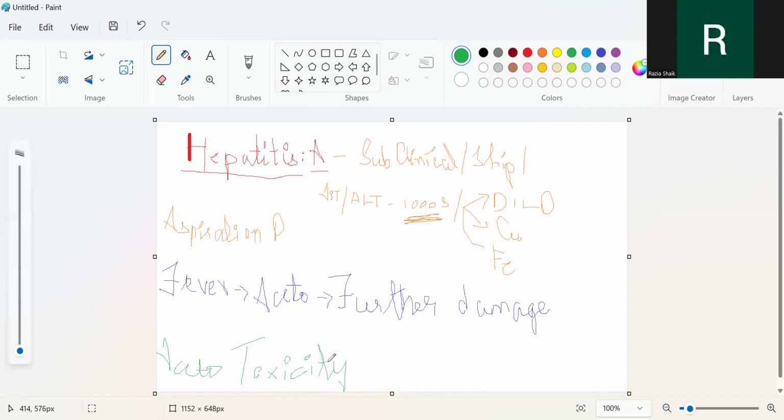So when it is above threshold, we do want to give, any guesses? Of course, we want to give N-acetylcysteine. This is very important to prevent further damage. Okay.